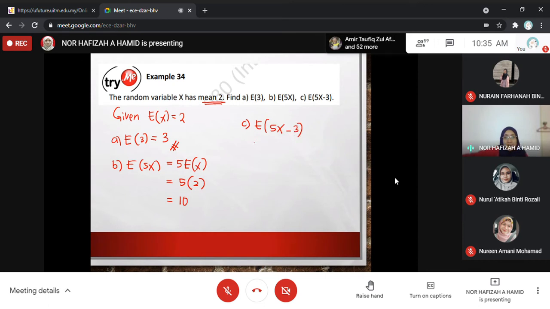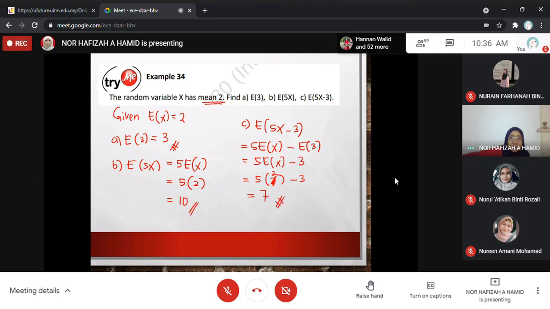So I apply the rules also. It is also equal to 5Ex minus E3. So also equal to 5Ex, E3 is equal to 3. So 5Ex minus 3, and we have Ex is 3, so 15 minus 3. Oh sorry, you need 2, Ex substitute with 2. So 10 minus 3 and we have 7.